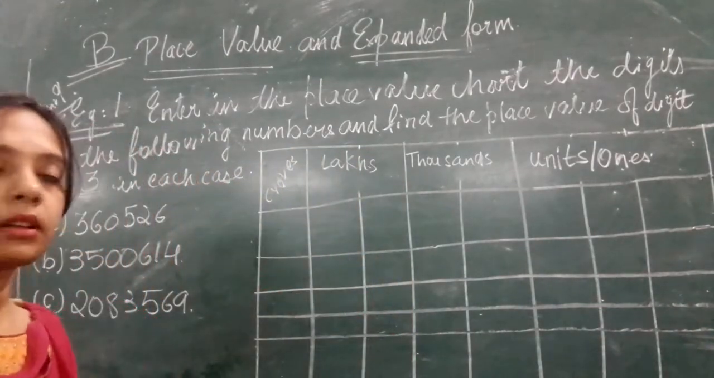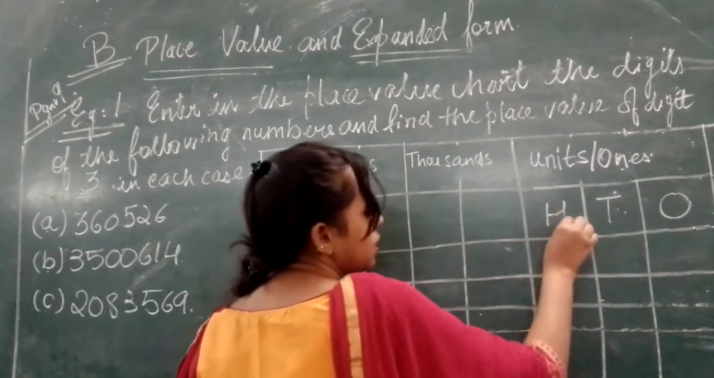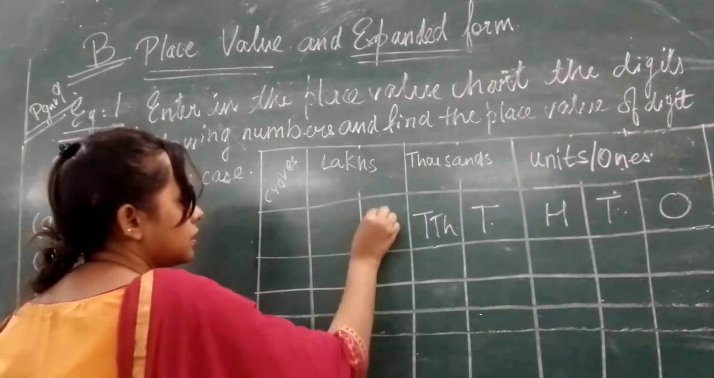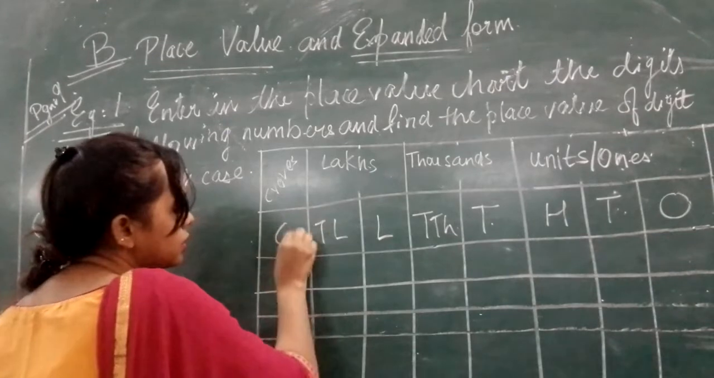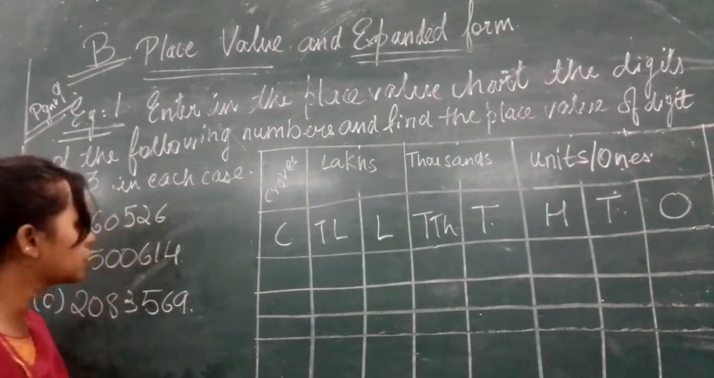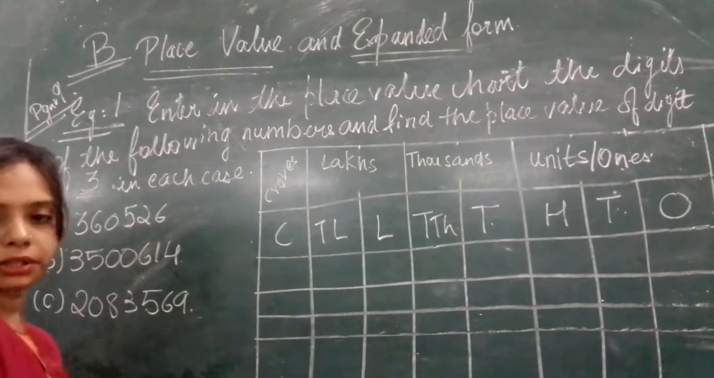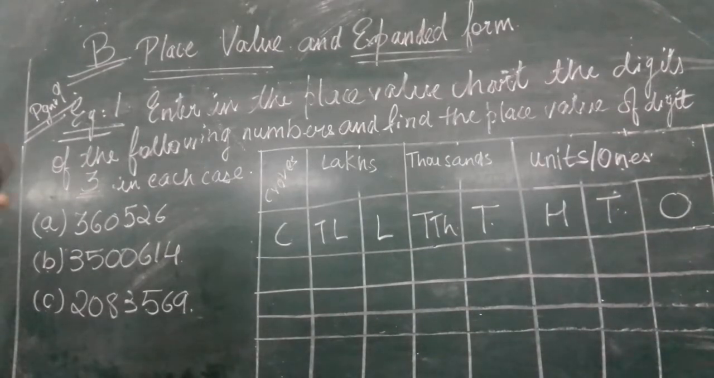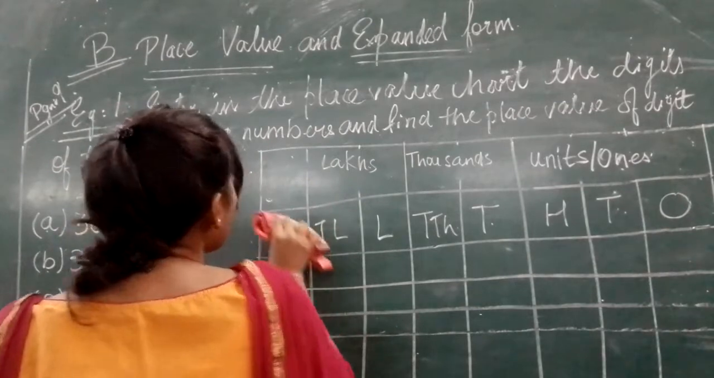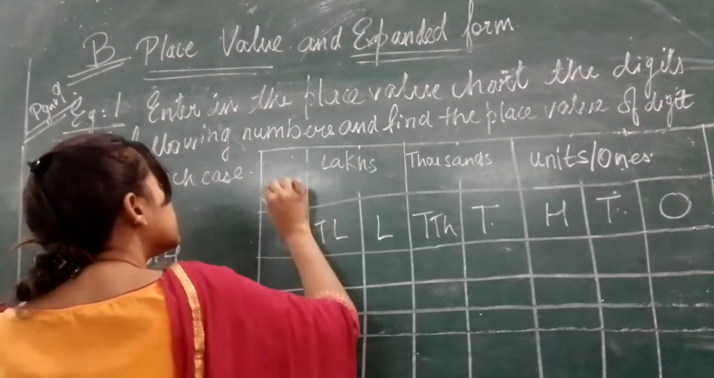Okay. Then the place values below: 1, 10, 100, 1000, 10,000, lakh, 10 lakh and crores. Okay. So we will not put crores because we don't have crores here. So what will we put here? We will put numbers here. Okay. So here numbers.